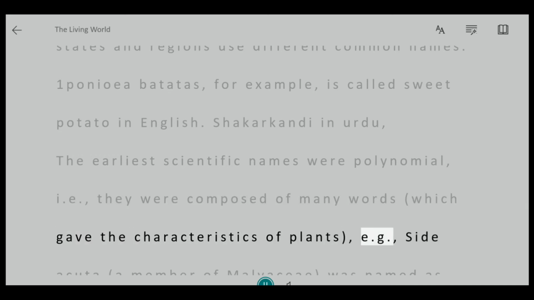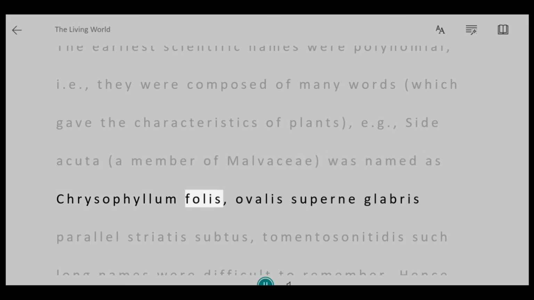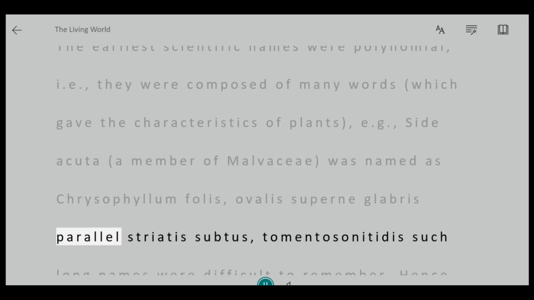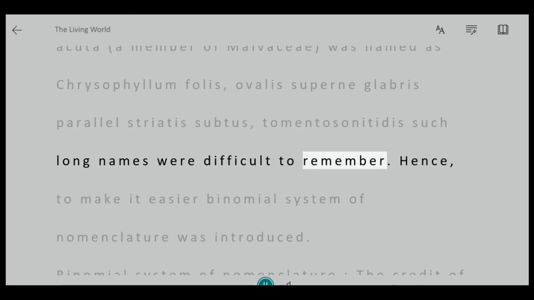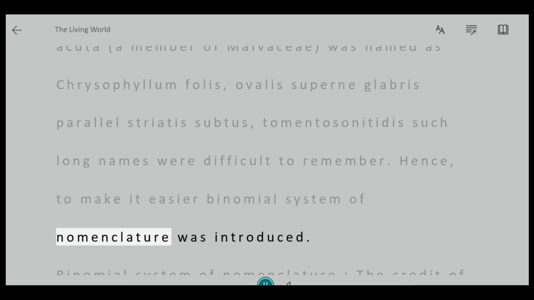The earliest scientific names were polynomial, i.e., they were composed of many words, which gave the characteristics of plants. Example, Cotton, a member of Malvaceae, was named with a long string of descriptive Latin words. Such long names were difficult to remember. Hence, to make it easier, binomial system of nomenclature was introduced.